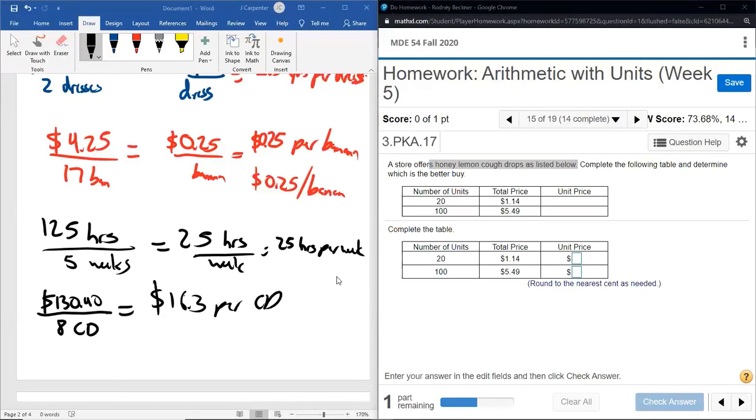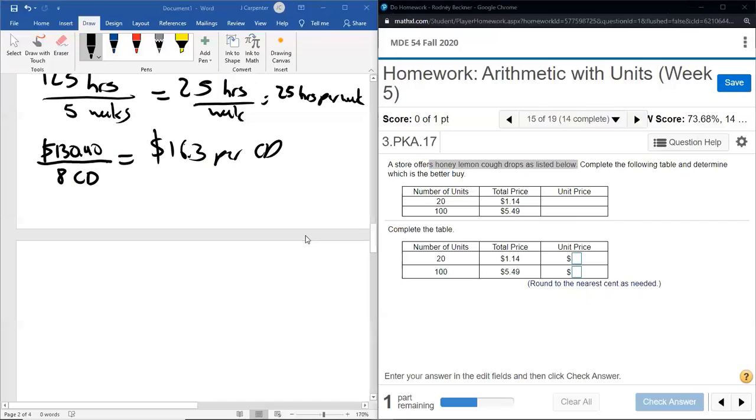Okay, so scenario A, we got $1.14. Now, hold on, before I start that. So far, we've always done first thing over second. But if you do it that way this time, it doesn't quite work as well. It's 20 cough drops over, I'm going to end up erasing this, spoilers, over $1.14.